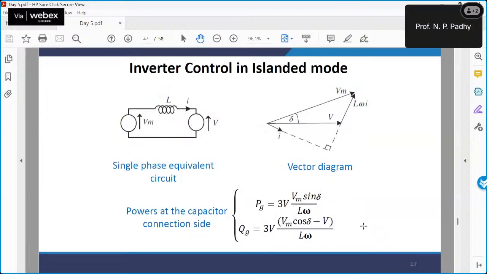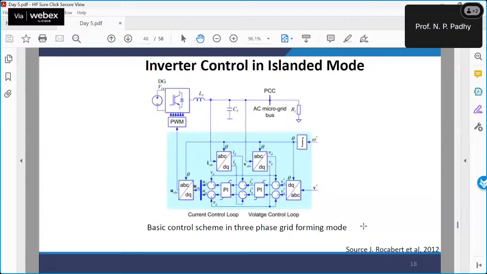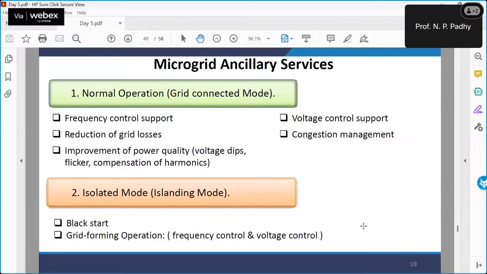To give you some bit of introduction to different mathematical equations, inverter control in islanded mode. You can see a single phase equivalent circuit, okay, the vector diagram, and then you can determine the powers at the capacitor connected side. Okay, so the PG and QG will be of certain equations. Moving to islanded control in islanded mode, the basic control scheme in three-phase grid forming mode. All right, and then we will also get into ancillary service application.